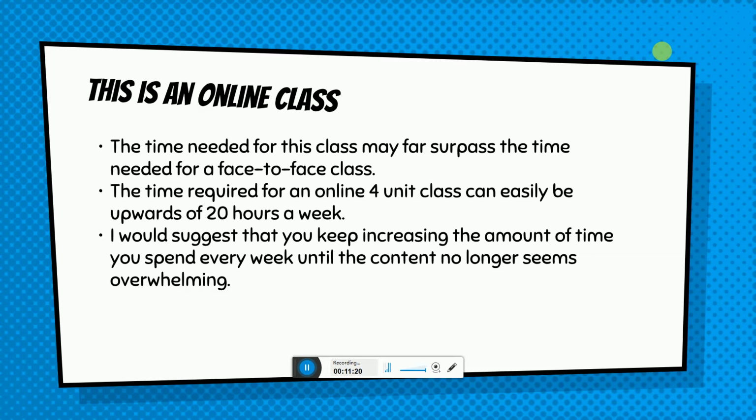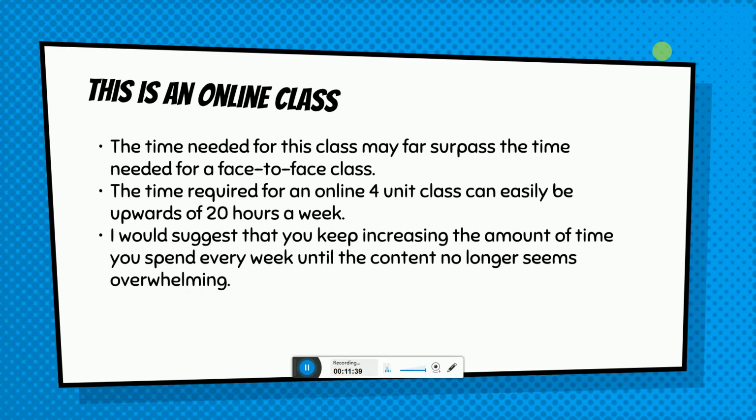So that means that the time required for this online class is going to go up because you'll do your lectures at home and you also do your homework at home. So you can be looking at 20 hours a week for one class, plus the 4.5 hours a week we'll be spending in the lab. Hopefully, applying yourself in the lab will reduce the amount of time that you need to spend at home working on this.